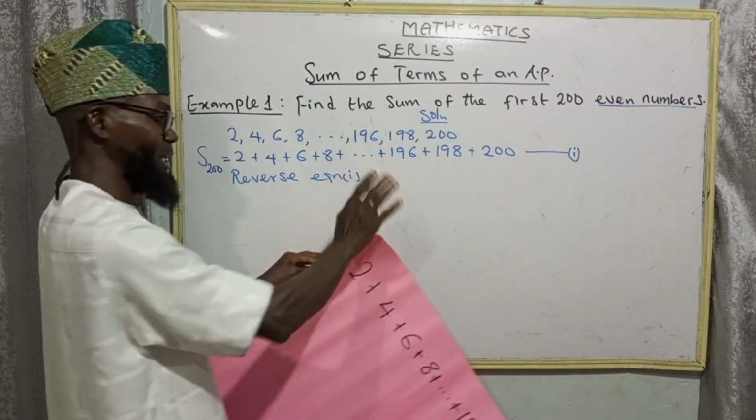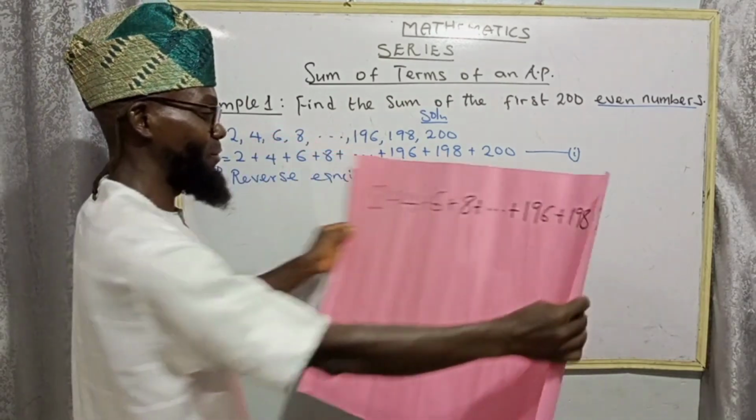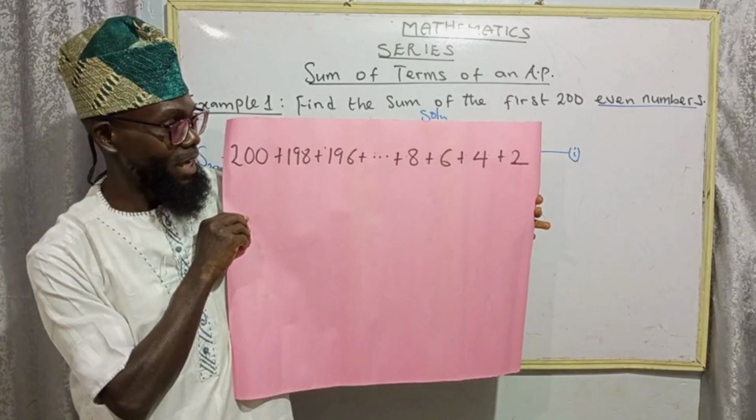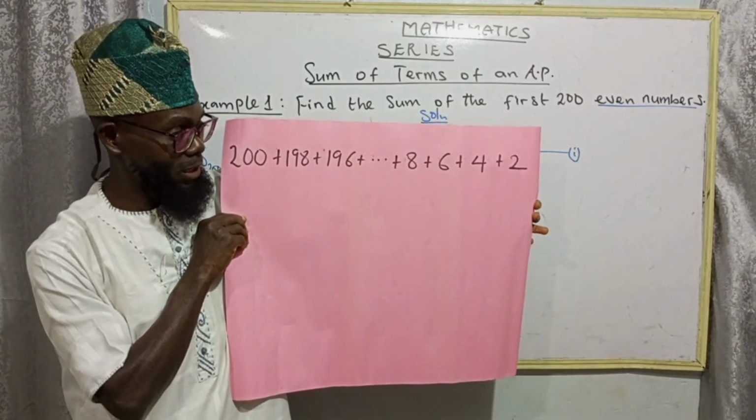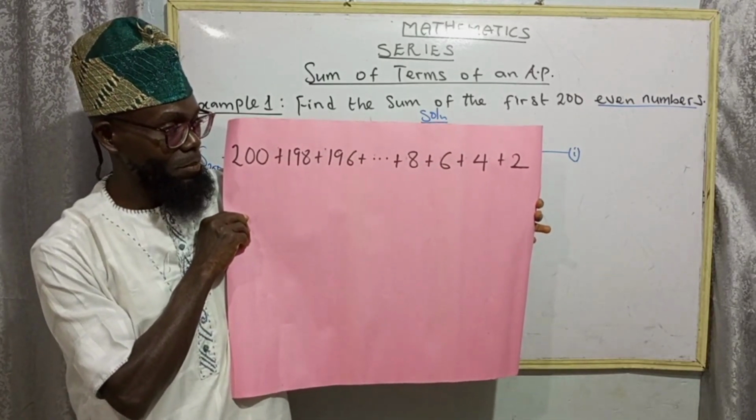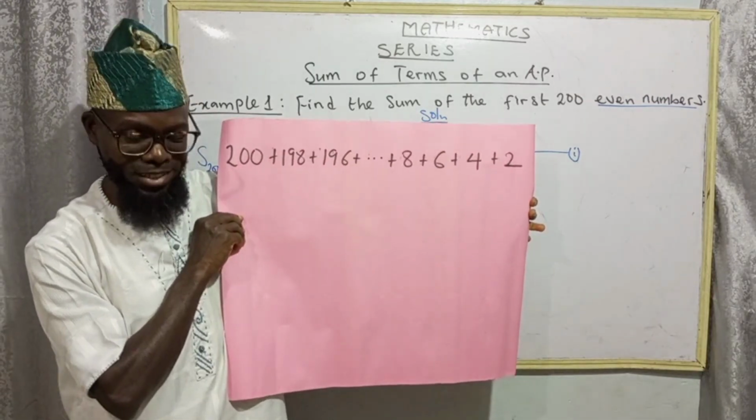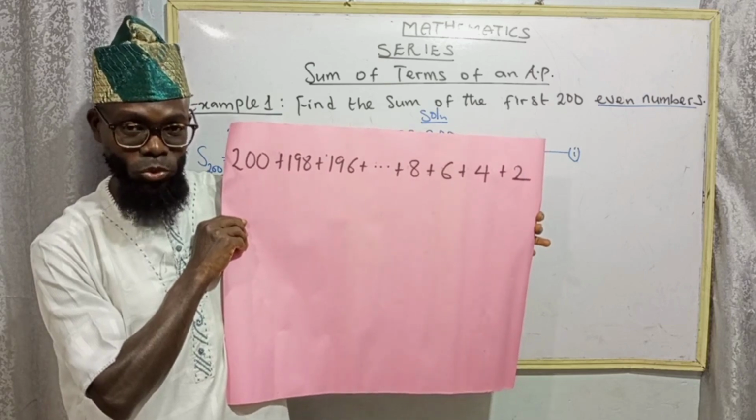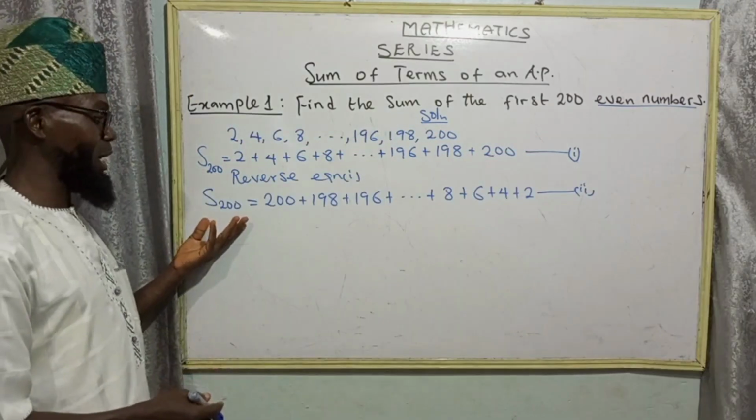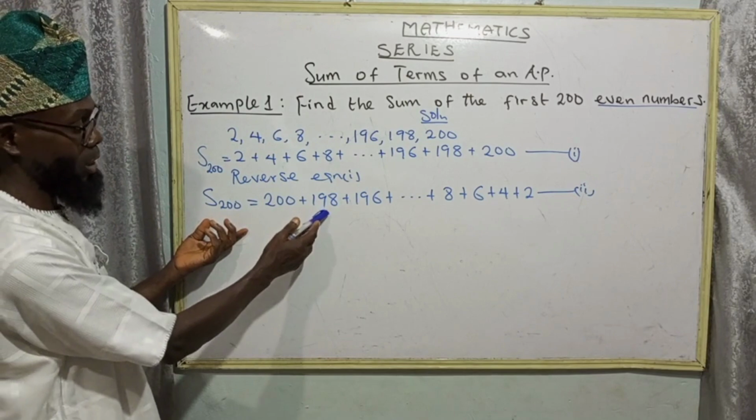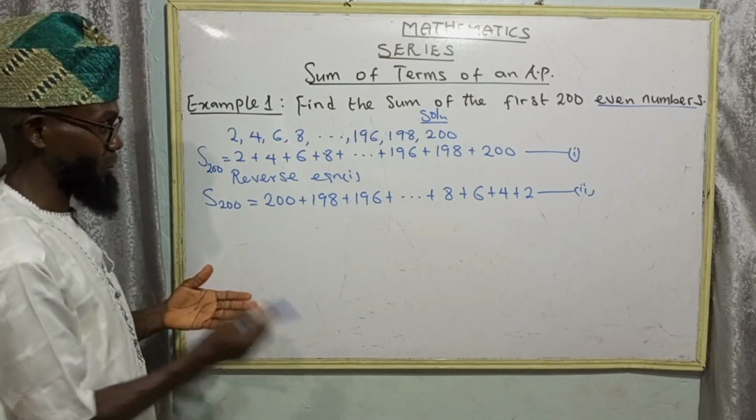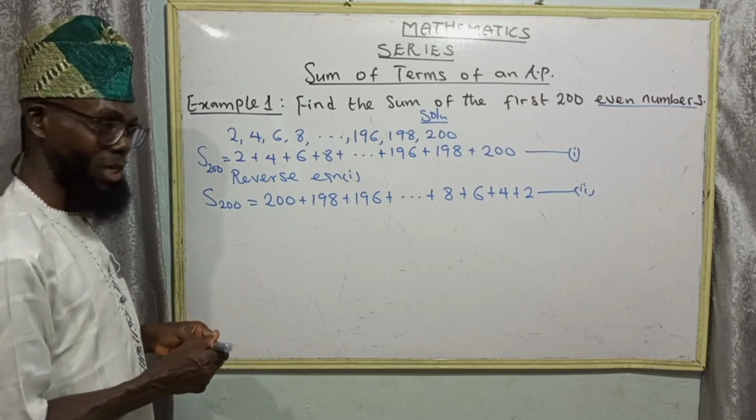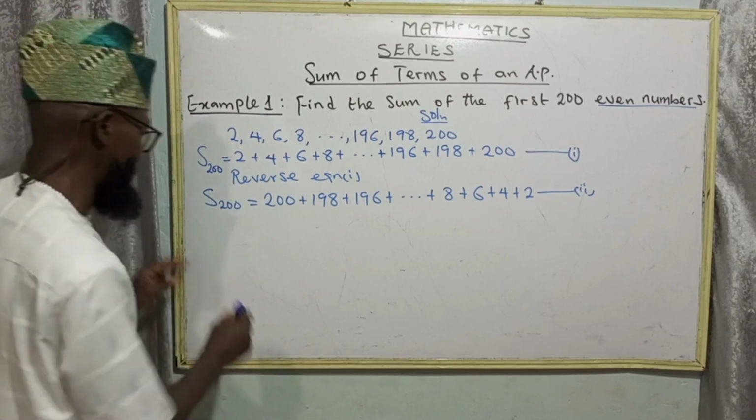Now, if I reverse this, turn it upside down, definitely we have something this way: 200 plus 198 plus 196 and so on, plus 8 plus 6 plus 4 plus 2. And this is our second equation. So let's look at what it is going to result in. In reversing it, we have 200 plus 198 plus 196 and so on, plus 8 plus 6 plus 4 plus 2. Okay, let us now add equation 1 and 2 together.